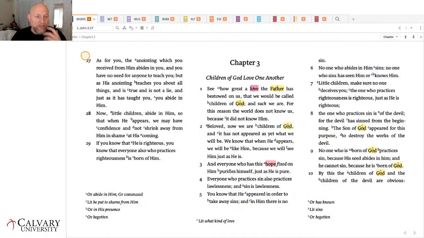I would encourage you not to just let me look these things up for you, but to also look them up with me as we walk through them. But he says here, John says, "As for you, the anointing which you received from him abides in you, and you have no need for anyone to teach you. But as his anointing teaches you about all things and is true and is not a lie, and just as it has taught you, you abide in him."